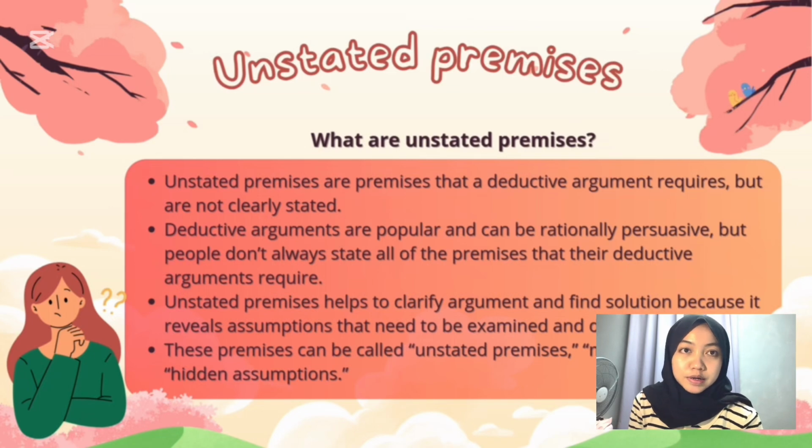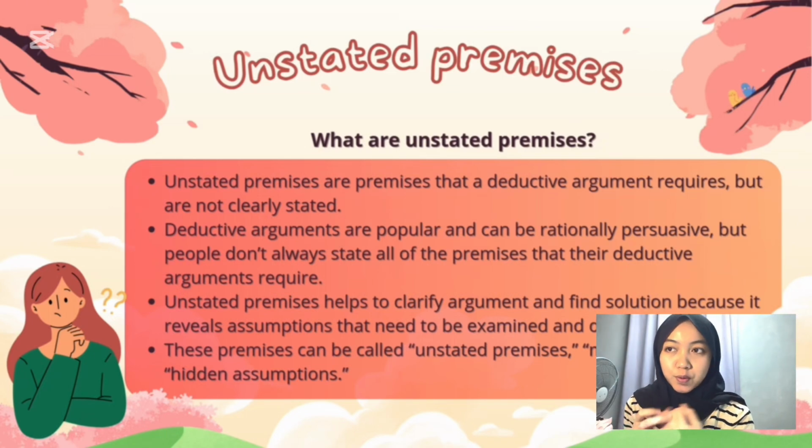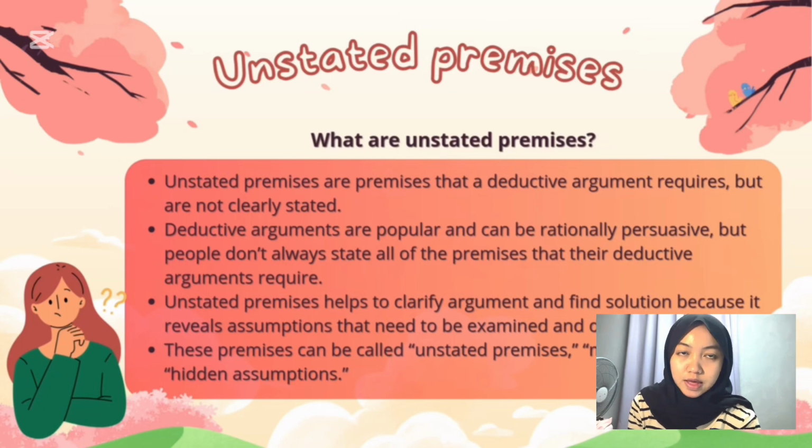So next part, we will be moving on to the unstated premises. So what are unstated premises? Unstated premises are premises that a deductive argument requires, but are not clearly stated in the argument. Deductive arguments are very popular and can be rationally persuasive. However, people will not always state all of the premises that their deductive arguments require.